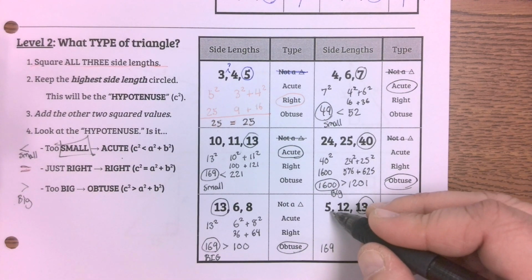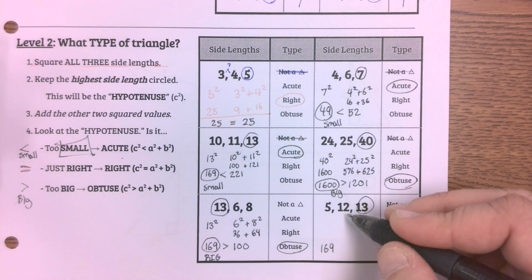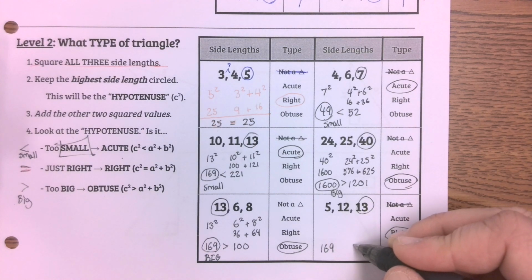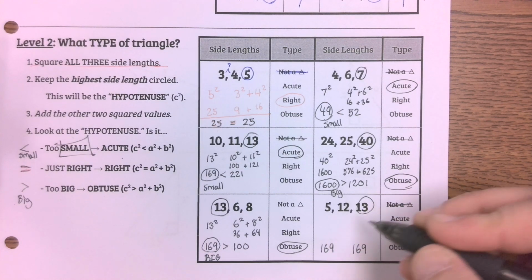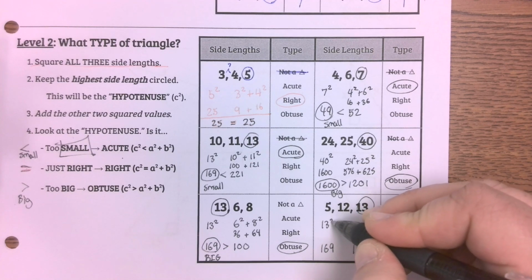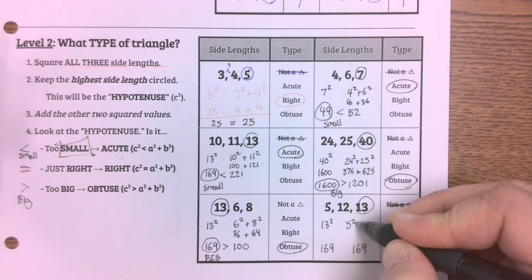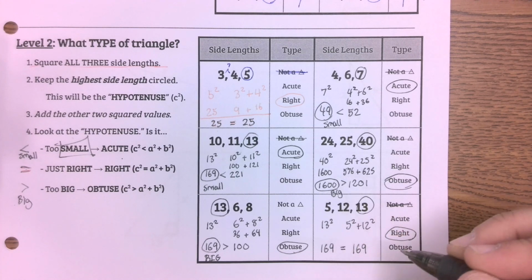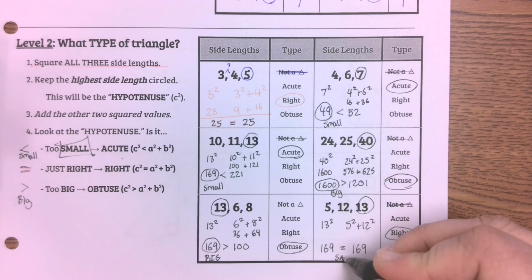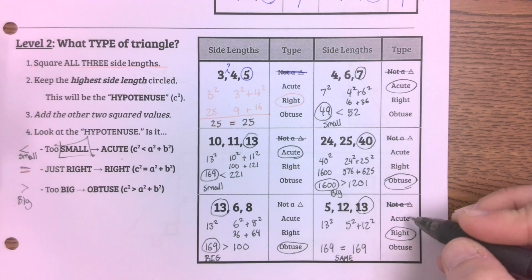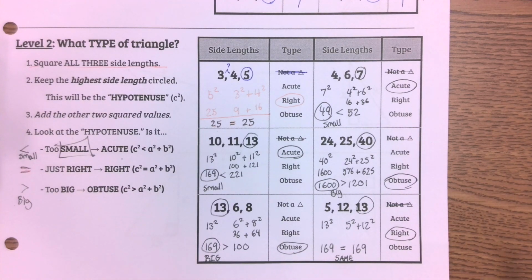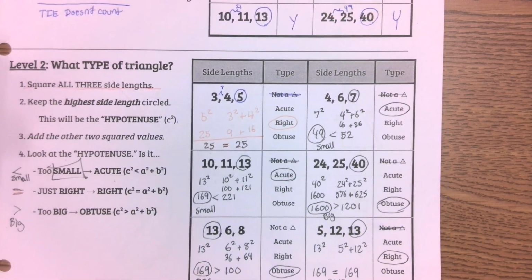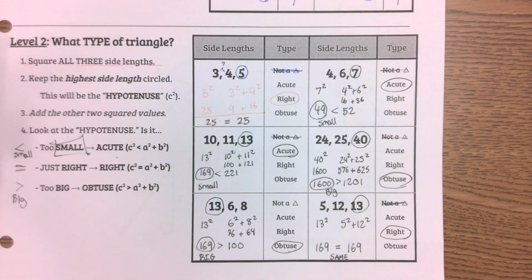Okay, and if I skip down to the bottom, you would have gotten 169. And then 5 squared is 25, 12 squared is 144. Add those together and you get 169, right? So you had 13 squared, and you're comparing that to 5 squared plus 12 squared. Since these are equal, they're the same. If they're equal, we know it's always a right triangle. Okay, so that should have been a good review for you for Pythagorean Theorem and Pythagorean Theorem Converse.